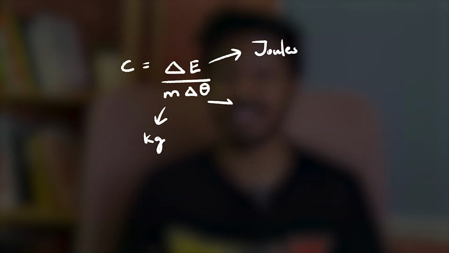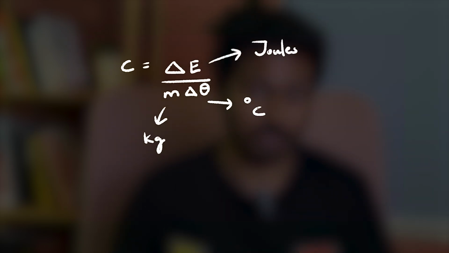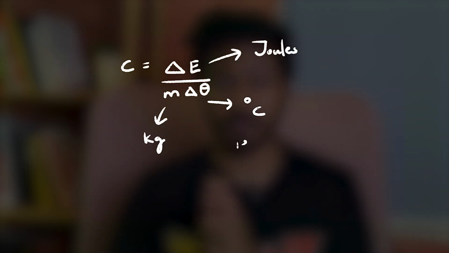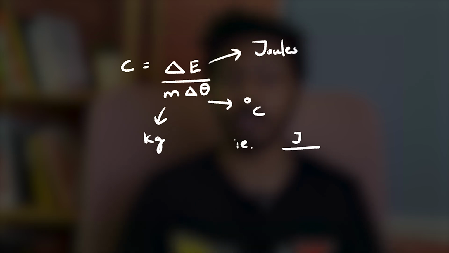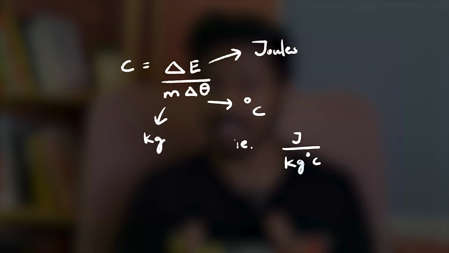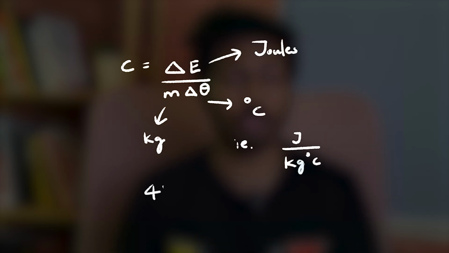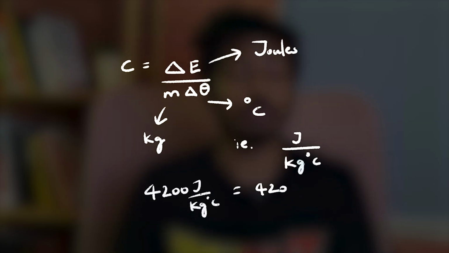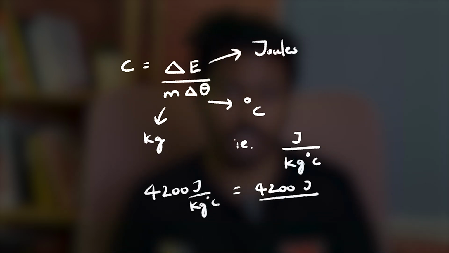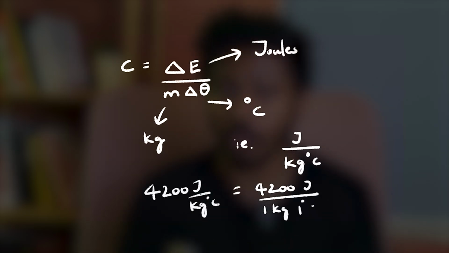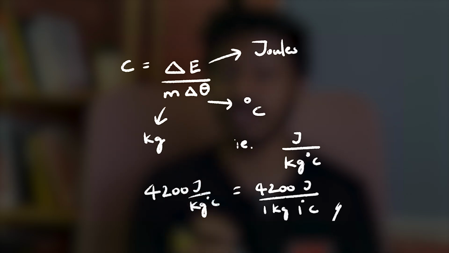Remember that the mass is in kilograms, change in thermal energy is in joules, change in temperature is in degrees Celsius. And that gives the unit of specific heat capacity to be joules per kilogram degree Celsius. For example, the specific heat capacity of water is 4,200 joules per kilogram degree Celsius, which means it takes 4,200 joules of energy to heat 1 kilogram of water to raise its temperature by 1 degree Celsius.